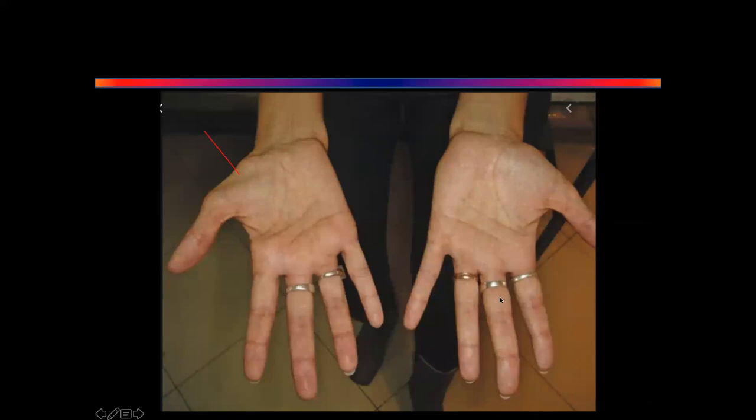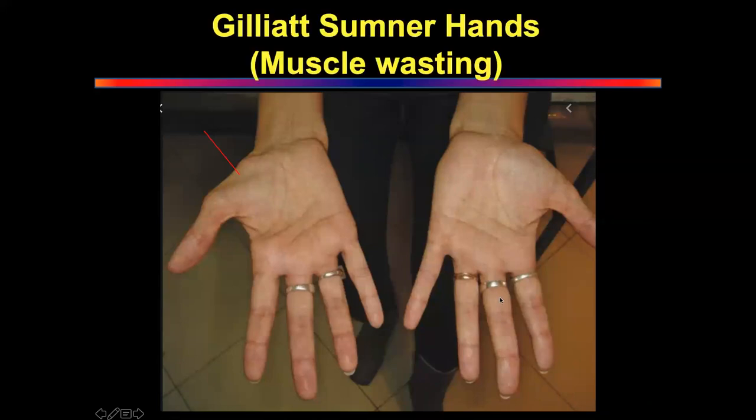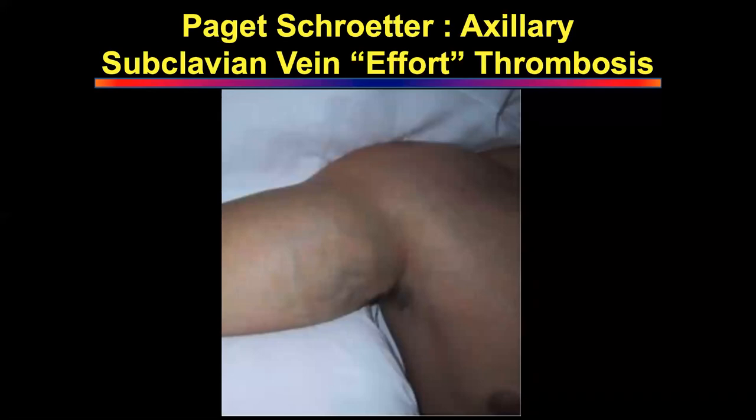This wasting, okay, this is Gilliatt-Sumner hand. Muscle wasting secondary to thoracic outlet syndrome. What is this sign? Yes, it's Paget-Schroetter syndrome: axillary-subclavian vein thrombosis. It usually comes when the patient does sudden exercise and then there is swelling of the arm and axillary vein thrombosis. So one mark if you get the Paget-Schroetter name right.